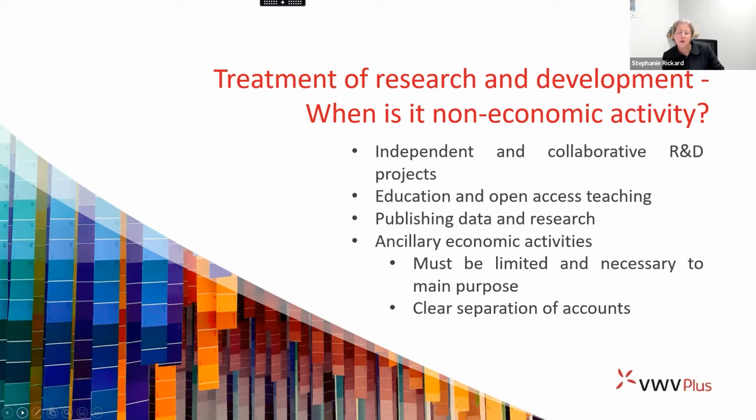Now, some of you will be familiar with the 80-20 rule, which was available under the Commission guidance, which said that if 80% of your activities are non-economic and 20% are economic, and provided the costs are the same, you're likely to be treated as non-economic activity. Unfortunately, the guidance doesn't go that far, so there is a slight uncertainty there about what proportion will be treated as ancillary.